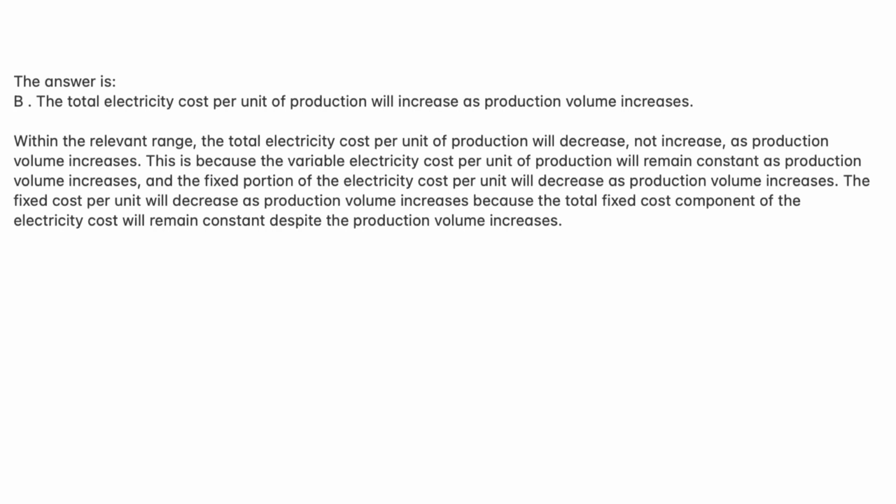The answer is B. The total electricity cost per unit of production will increase as production volume increases. Within the relevant range, the total electricity cost per unit of production will decrease, not increase, as production volume increases. This is because the variable electricity cost per unit of production will remain constant as production volume increases, and the fixed portion of the electricity cost per unit will decrease as production volume increases. The fixed cost per unit will decrease because the total fixed cost component of the electricity cost will remain constant despite the production volume increases.